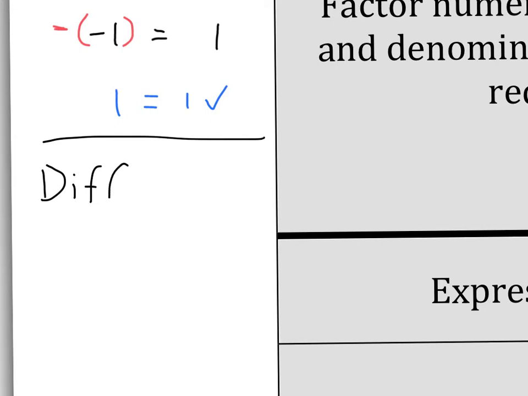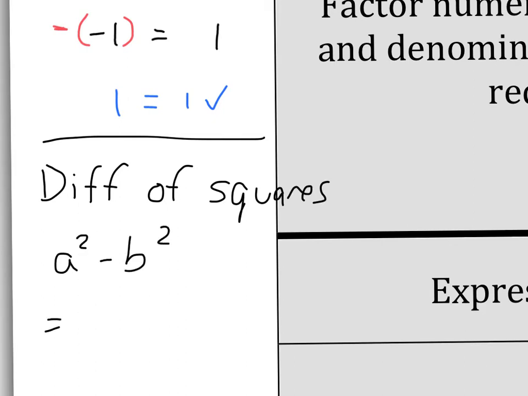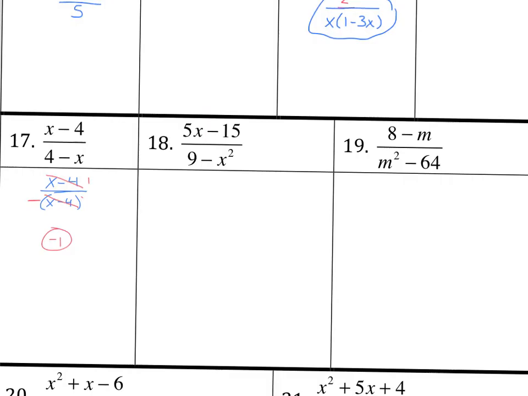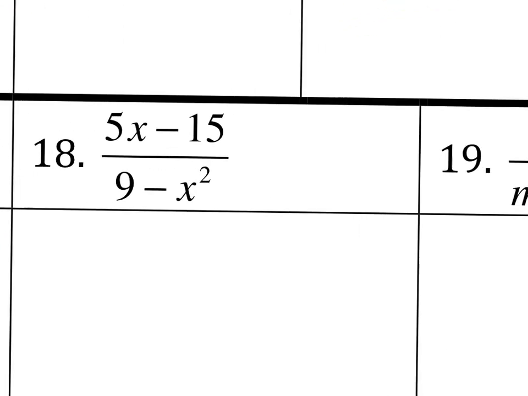Another skill that we need before we get to the next problem is to recall this. For shortcuts, if we have a difference of squares, remember what that means? That's a squared minus b squared. Yep. That's the same thing as saying a minus b times a plus b. All right, so when we look at number 18, we're going to use two things at least here.